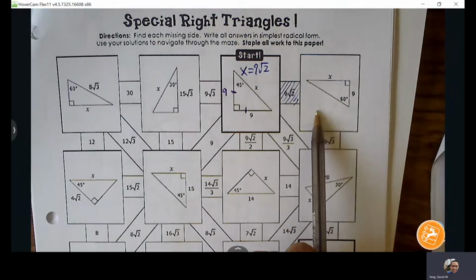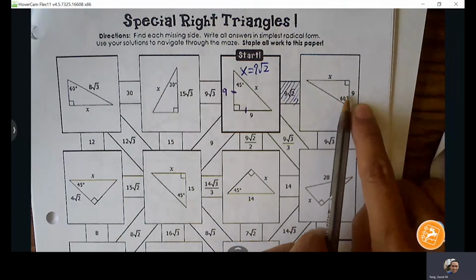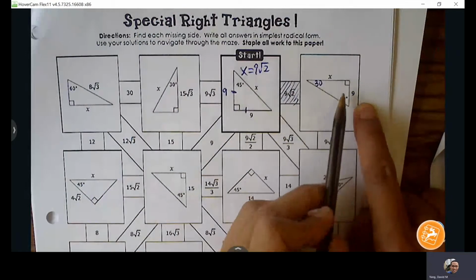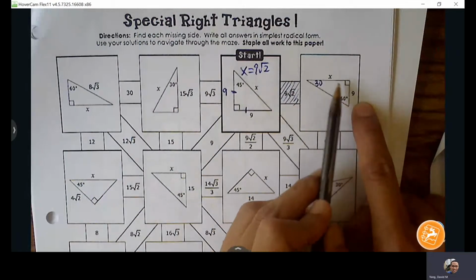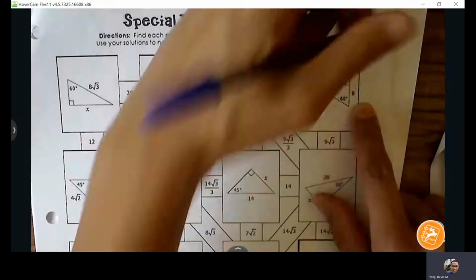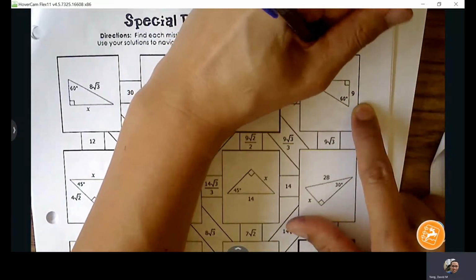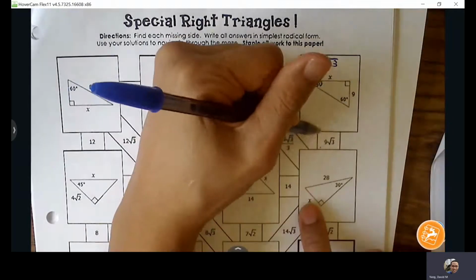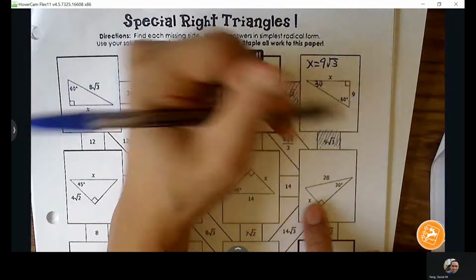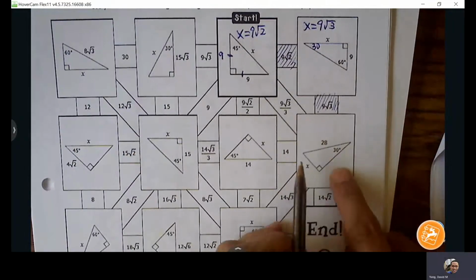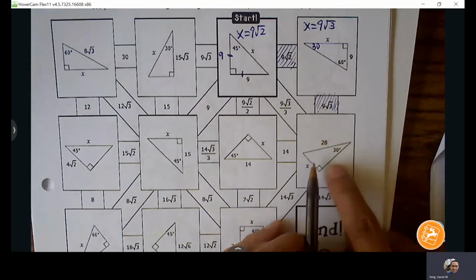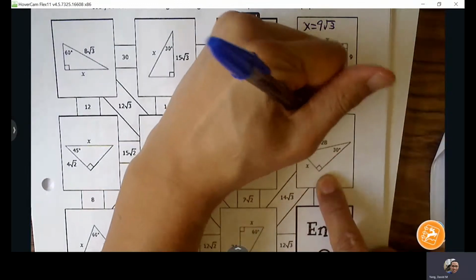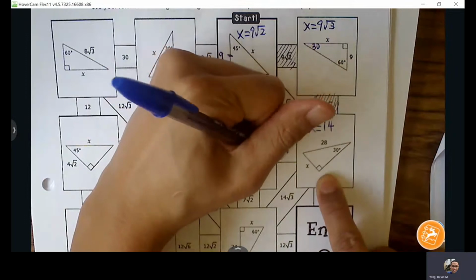Okay, so now we're going to solve this problem. 30, 60, 90 triangle. We're given a short leg. To get from the short leg to the long leg, we multiply by what? Root 3. So x equals 9 root 3. Okay, looks like that's the only choice we have anyway, so go down to this box. Okay, we're given hypotenuse. Hypotenuse down to the short leg. What do we do? Divide by 2. X equals 14. Takes us to the next one.